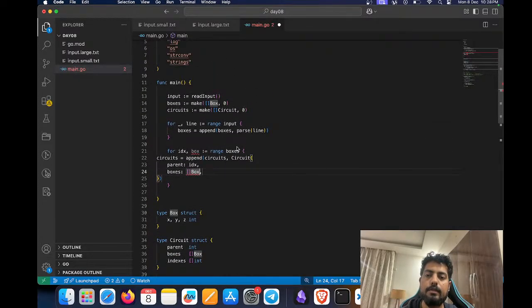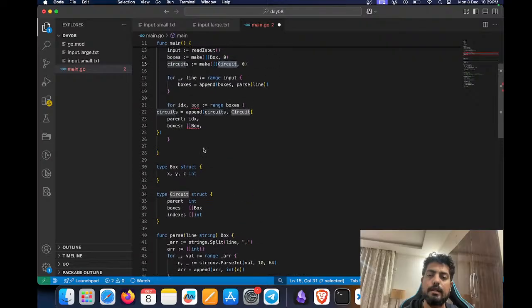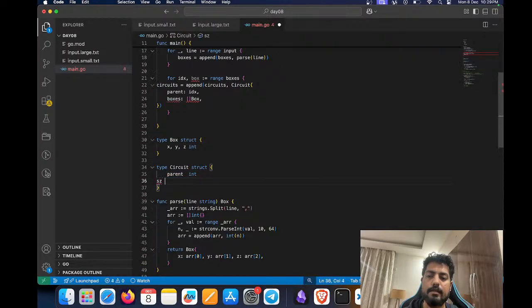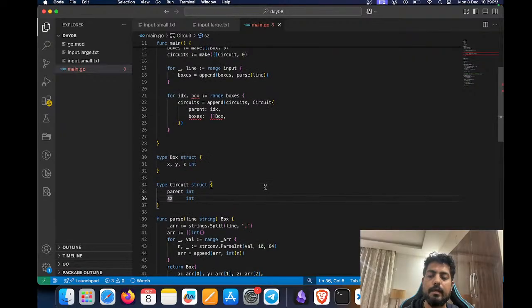So now we have the boxes and we have the indexes, and a circuit will only contain two things, which is the parent and the size. The parent and the size. Cool.